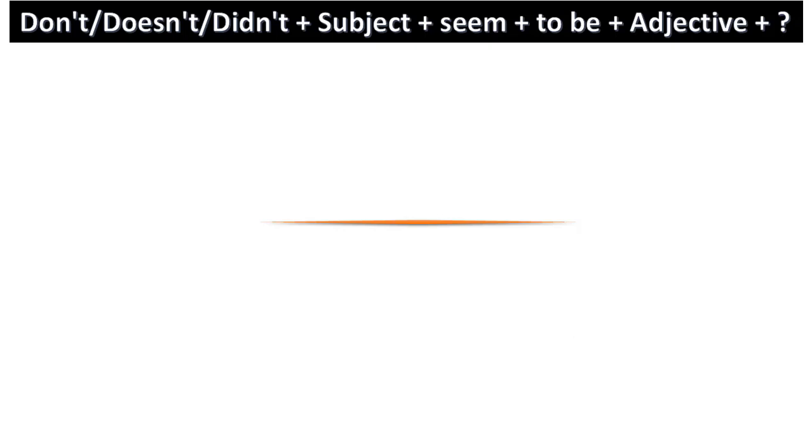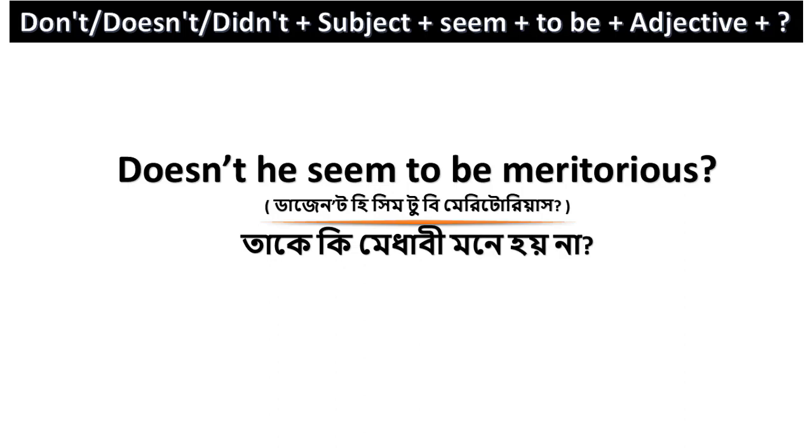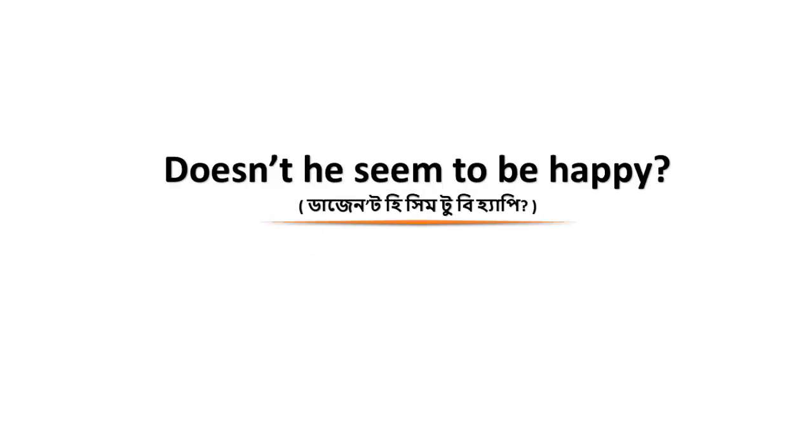Don't/doesn't/didn't plus subject plus seem plus to be plus adjective এর কিছু ব্যবহার। Doesn't he seem to be meritorious? তাকে কি মেধাবী মনে হয় না? Doesn't he seem to be happy? তাকে কি সুখী মনে হয় না?